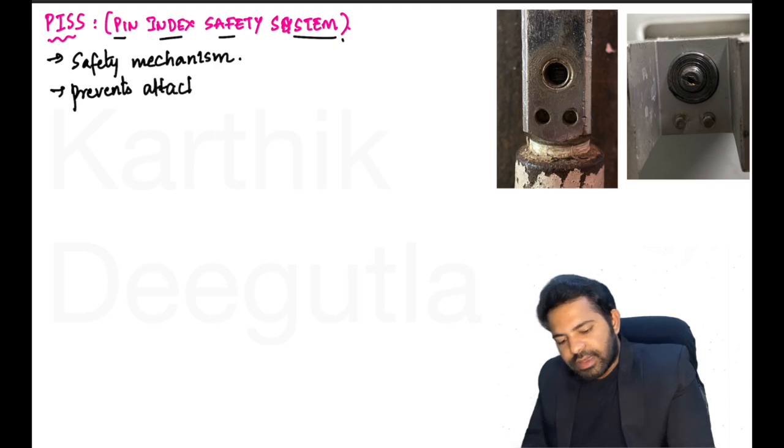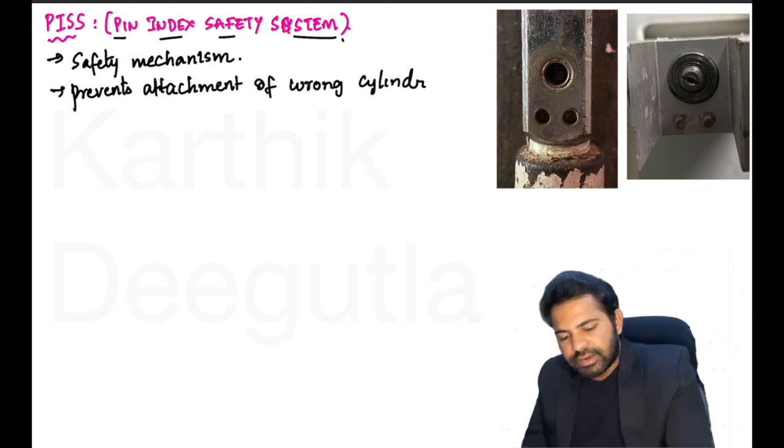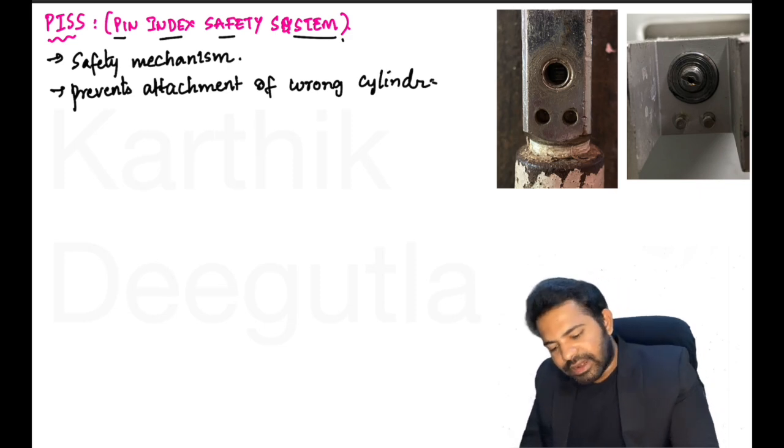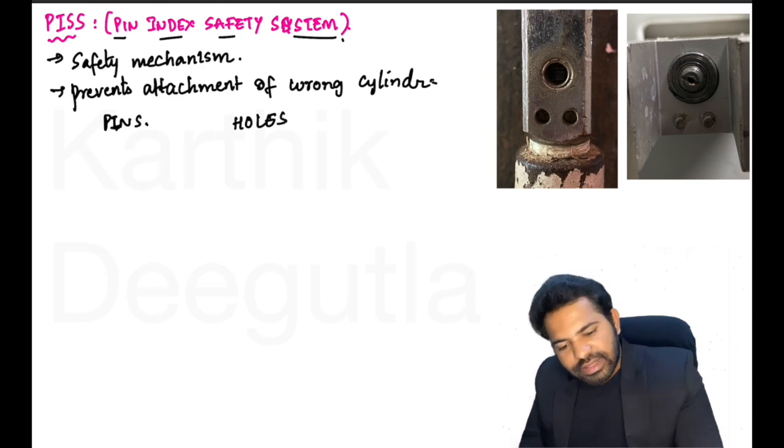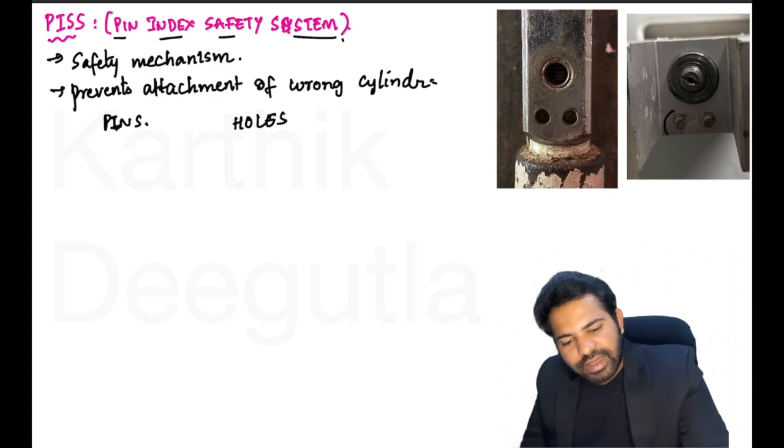It prevents attachment of the wrong cylinder to the machine. Okay, in the pin index system we have pins and we have holes. Now where are these pins located? The pins are located on the machine. In this diagram you can see these are the pins. Then we have holes. The holes are located on the cylinder.